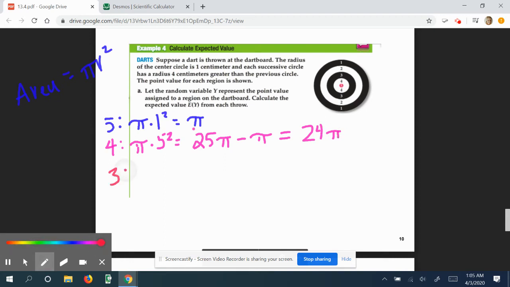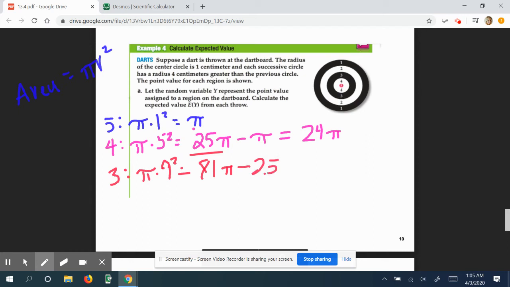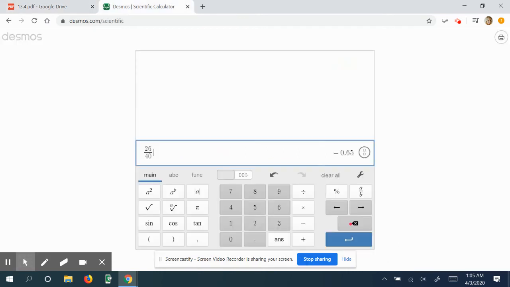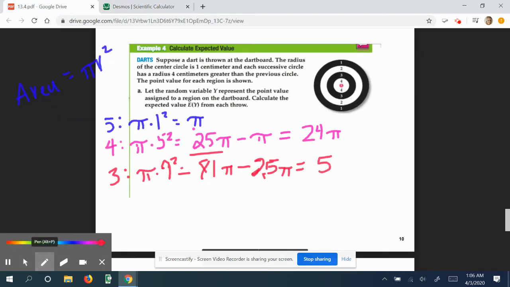Next one, the 3-point total. Pi times another 4 from 5 would be 9 squared. So that would be 81 pi, except I don't have the 25 pi from before. So that would be 81 minus 25, off the top of my head, it's 56 pi. So 56 pi is the area of the 3-point guy.